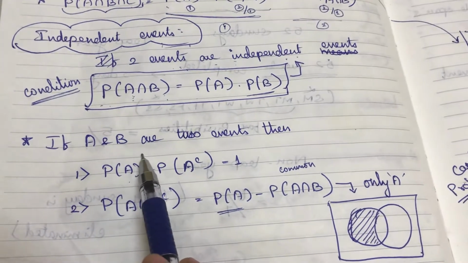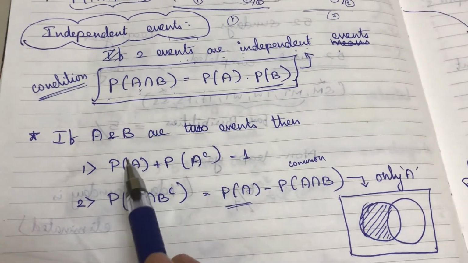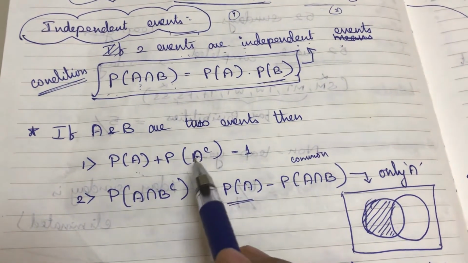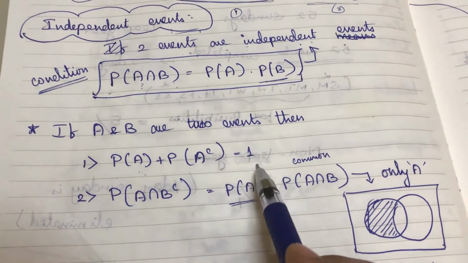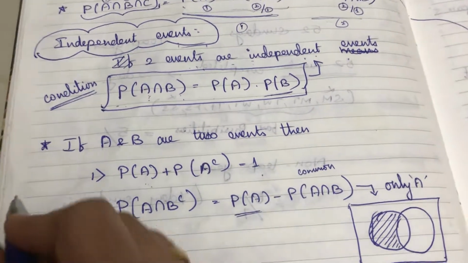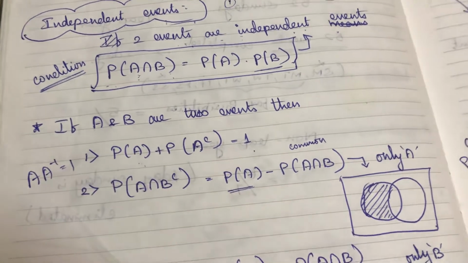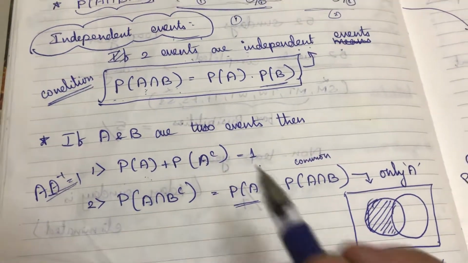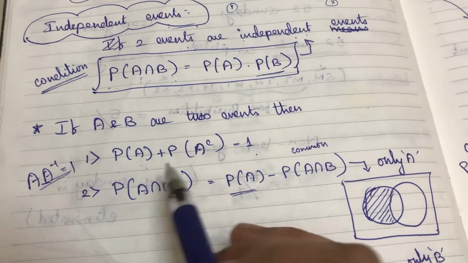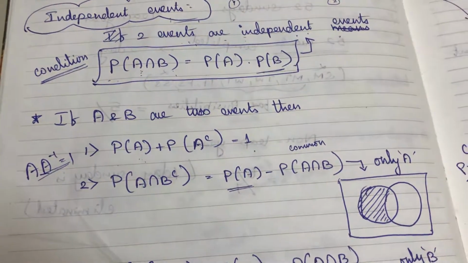If A and B are two events, then P of A and its inverse, A complement, will be equal to 1. As we have seen, A inverse will be equal to 1 in mathematics. Likewise here, P of A into P of A complement will be equal to 1.